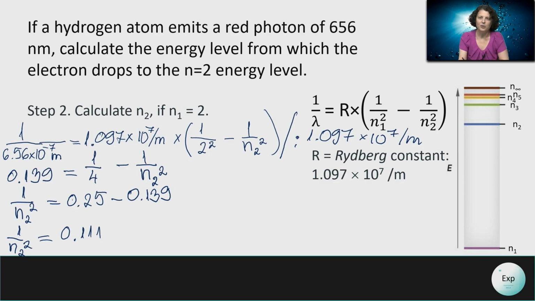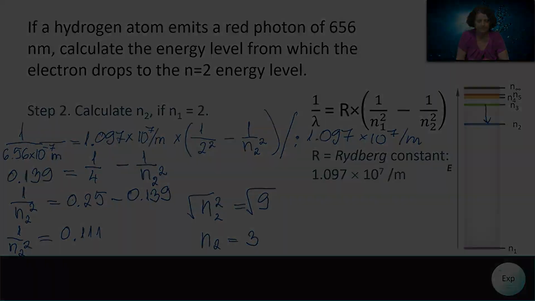From here, we can determine the inverse of both of these numbers. And n2 squared is equal to 9. And from here, we're going to square root both sides, and we find that n2 equals 3, which means that the emission of the red photon is associated with the relaxation of an electron from n3 to n2.